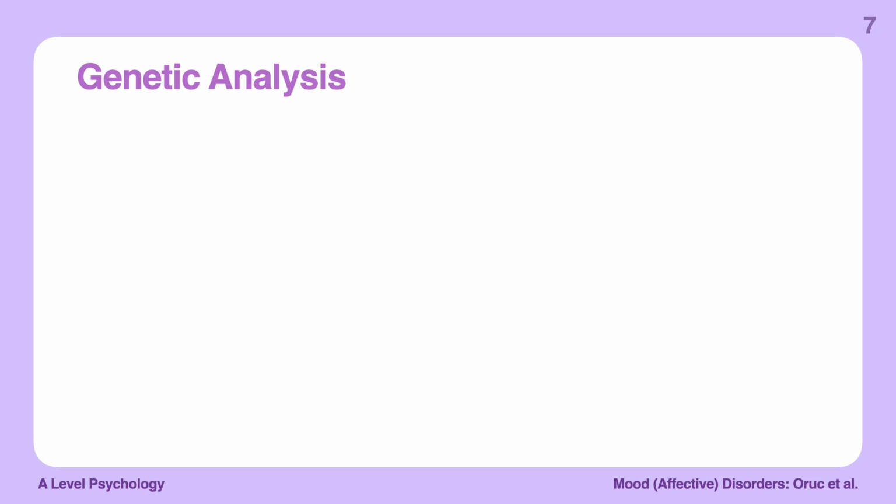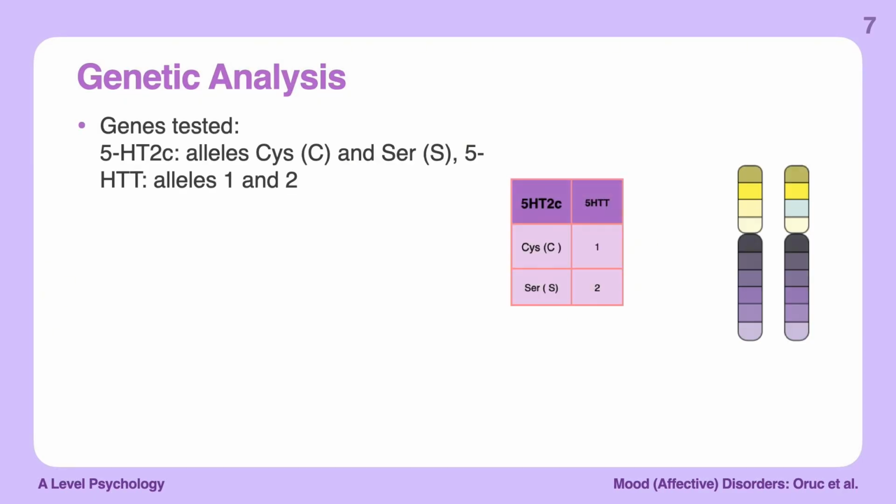Now let's look at the actual genetic analysis. So how did they actually figure out what genetic variants people had? This is where the lab work comes in. They tested 2 genes. For the 5-HT2C gene, the alleles were called cysteine (C) and serine (S). These are just names for the 2 different versions, like calling them version A and version B. For the 5-HTT gene, the alleles were simply called 1 and 2. Scientists aren't always creative with names.